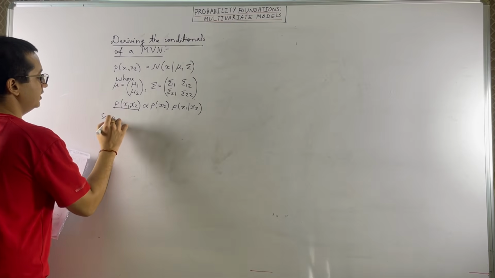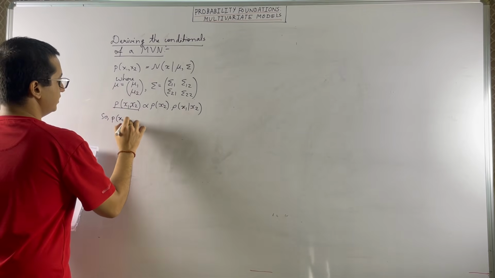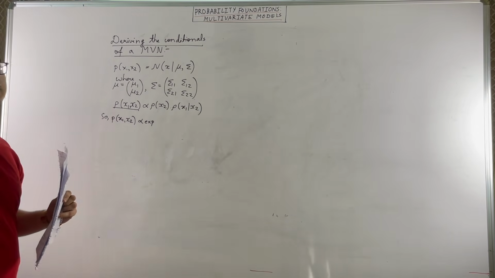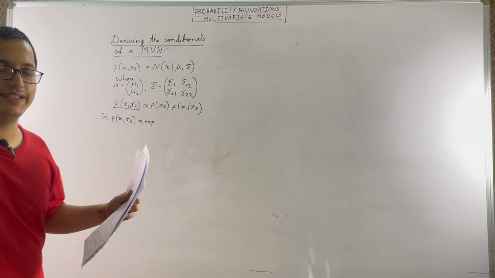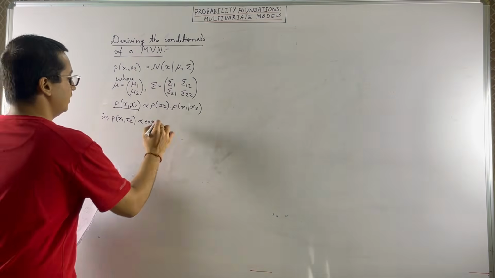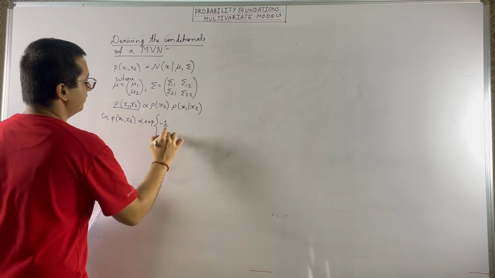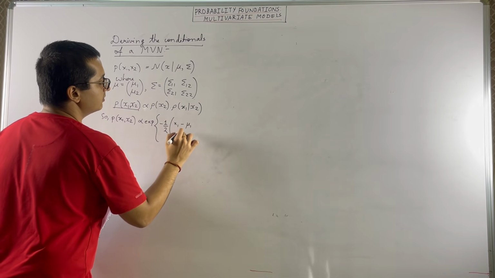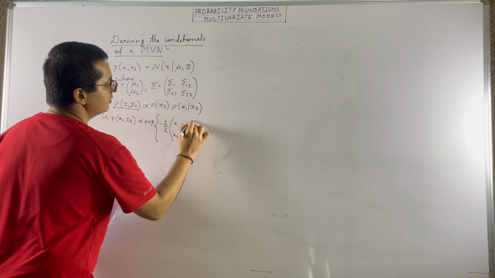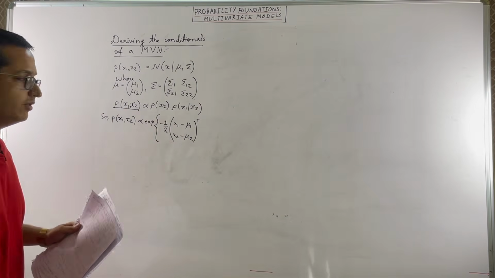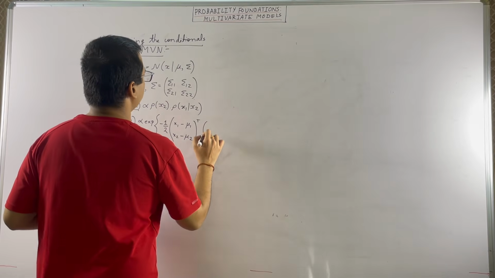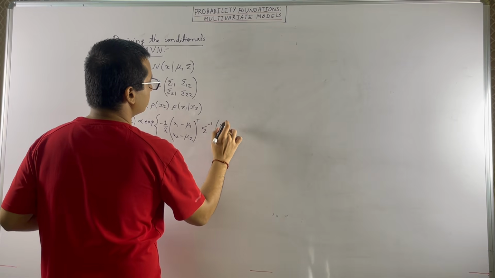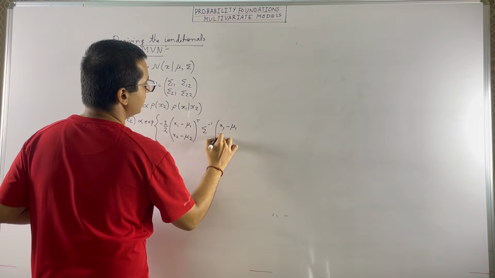So you see p of x1 comma x2, if I just write the exponential, because I am interested in exponentials only right now, because that is what we will be combining. The rest is all normalization constants. So exp of minus half. For the joint, you see we have two means, so x1 minus mu1, x2 minus mu2, transpose, and then the covariance, so sigma inverse, and then x1 minus mu1, x2 minus mu2.